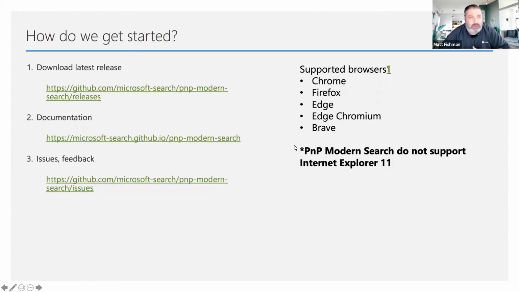How do we get started? These are just links that I provided to you. Download the latest release. Essentially, there are 2 SPPKG files. There are 2 downloads. You upload those to your app catalog and deploy them, and then the solutions are available throughout your entire tenant. Okay, very well documented at that link, and there's also a rich community-driven support community on their GitHub.